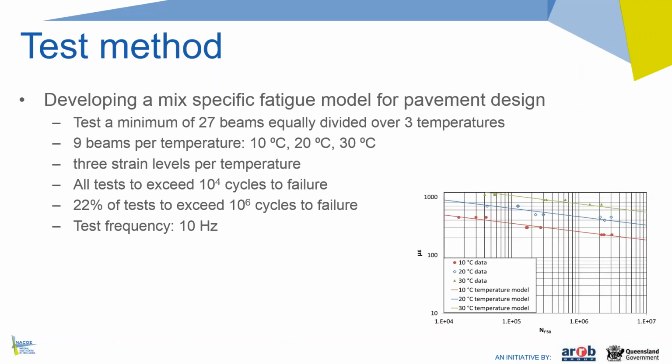Okay, then just a couple of details on the test method again. We'll be testing a minimum of 27 beams equally divided over 3 temperatures. We'll be testing therefore 9 beams per temperature at 10, 20 and 30 degrees C. A minimum of 3 strain levels per temperature, and all tests shall exceed 10,000 load cycles to failure. And 22% of the tests shall at least have 1,000,000 load cycles to failure. Obviously you have to tweak the strain levels to achieve that. And the test frequency will be the normal 10 Hertz that we're used to.